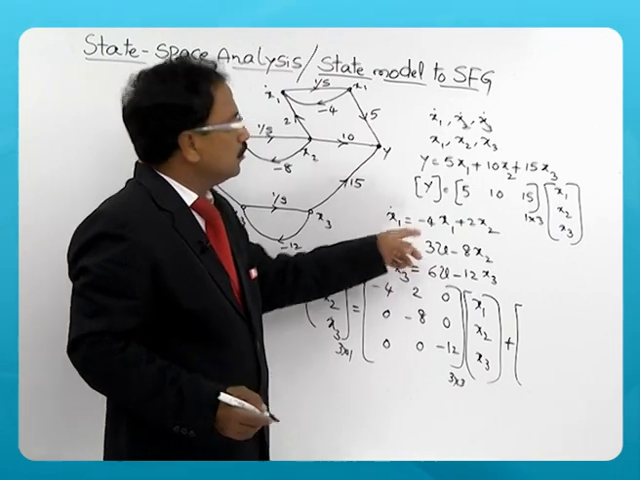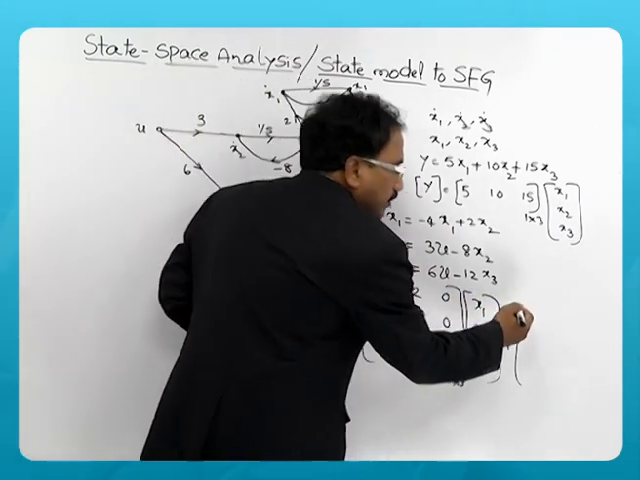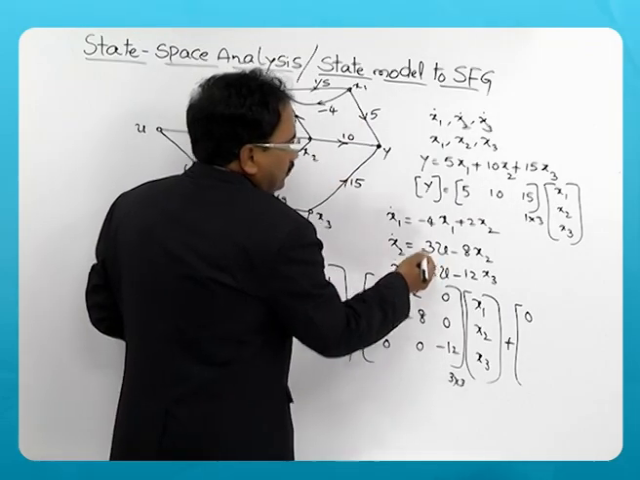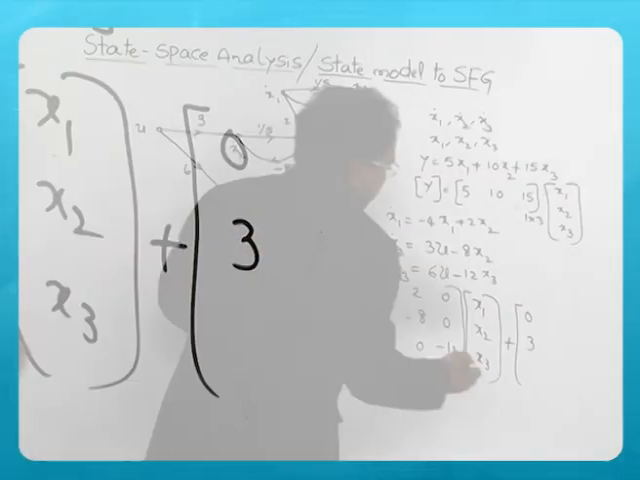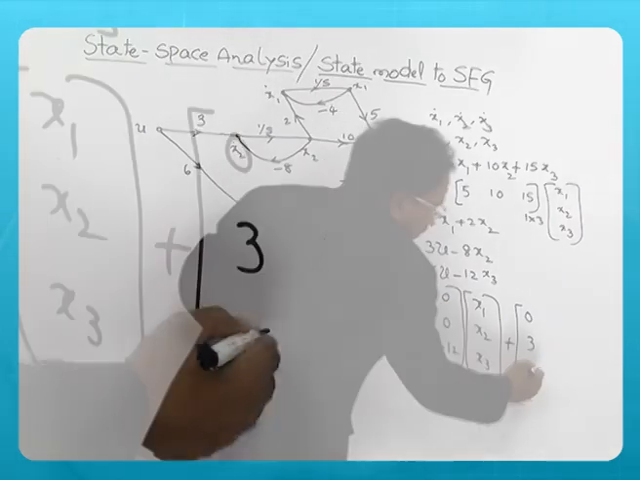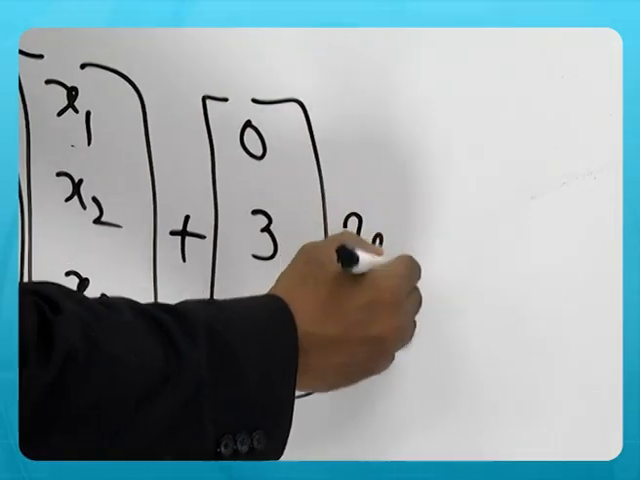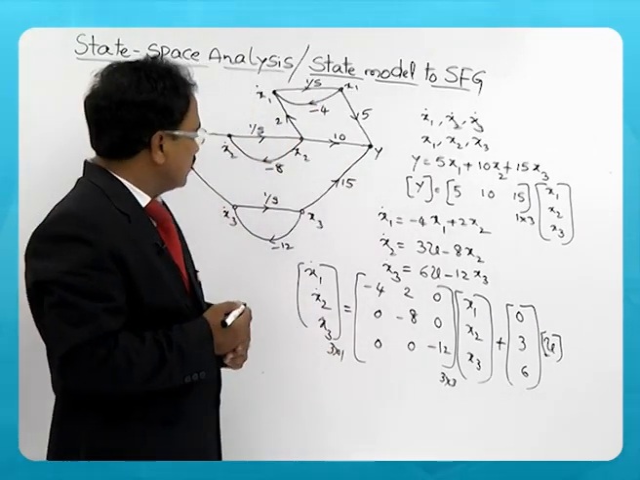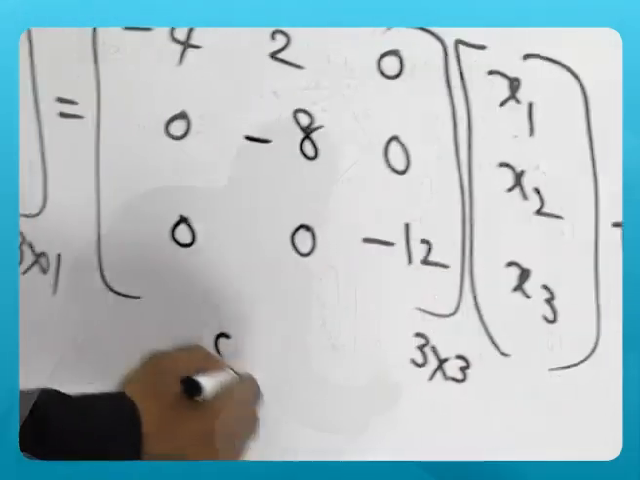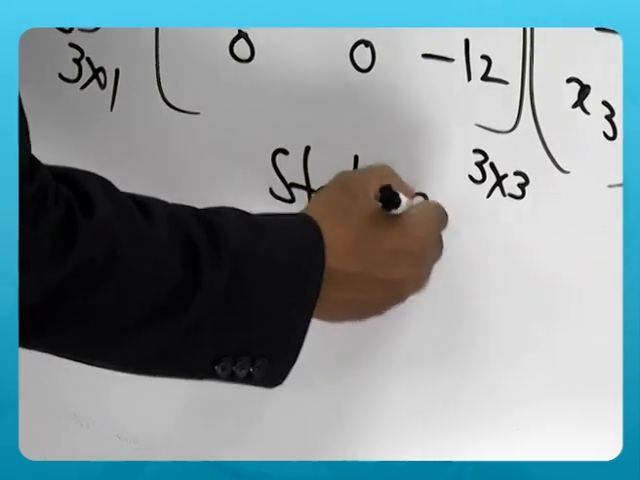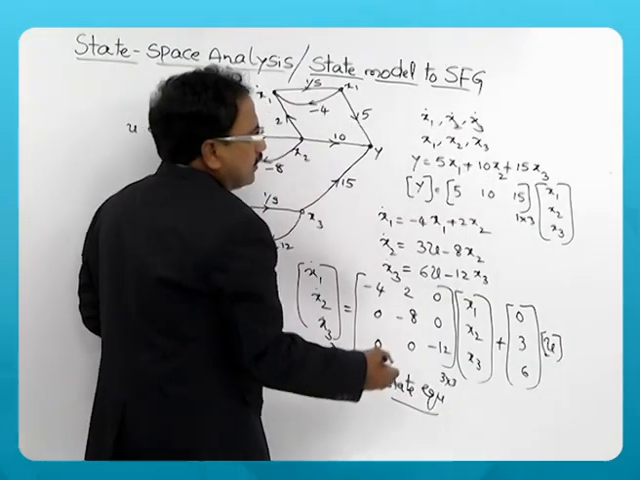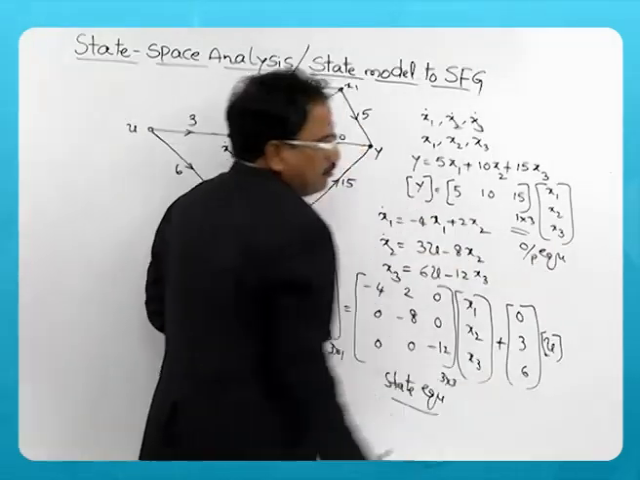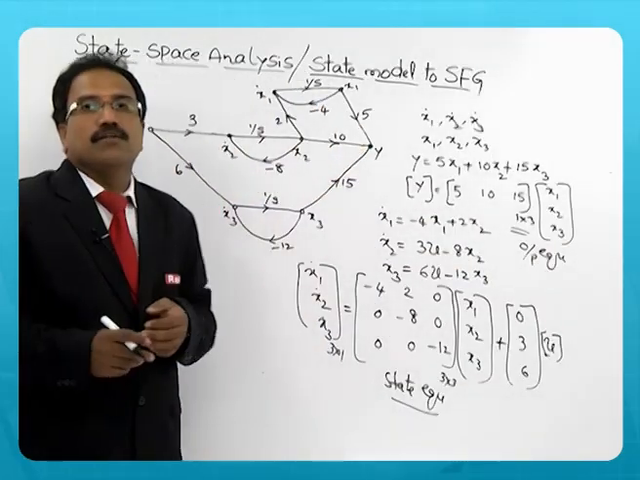Now, the input matrix, when you look at the coefficients of u in all the three equations, there is no u coefficient in the first equation, so it is 0. And in the second equation, u coefficient is 3, and in the third equation, 6 is the coefficient and multiplied by u. So this is the state equation, and this is the output equation for the given signal flow graph.